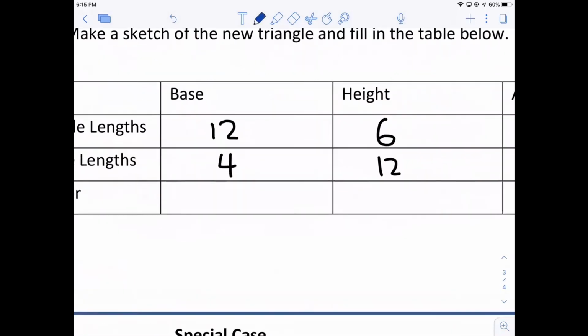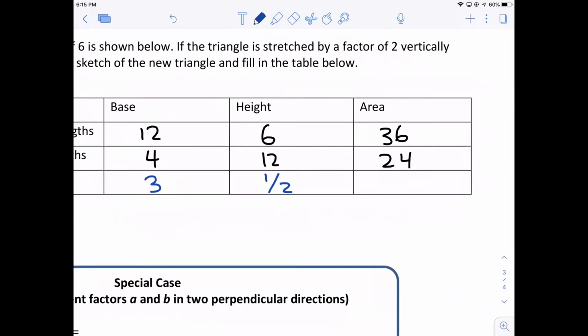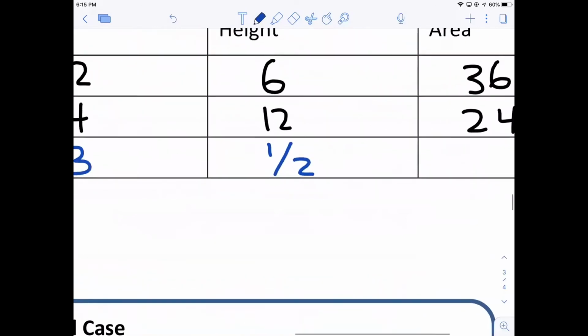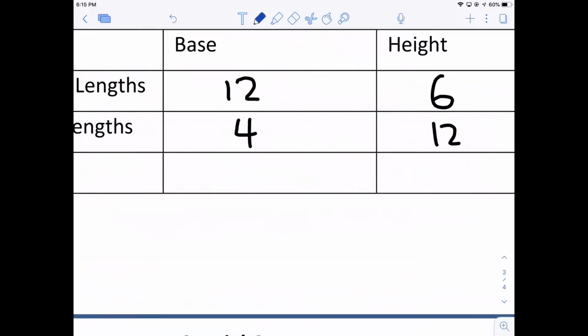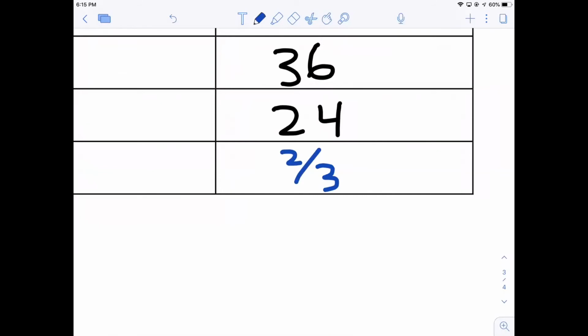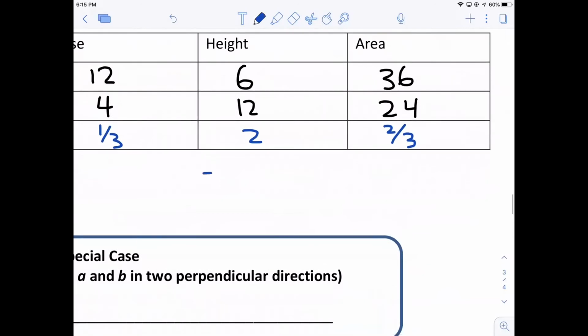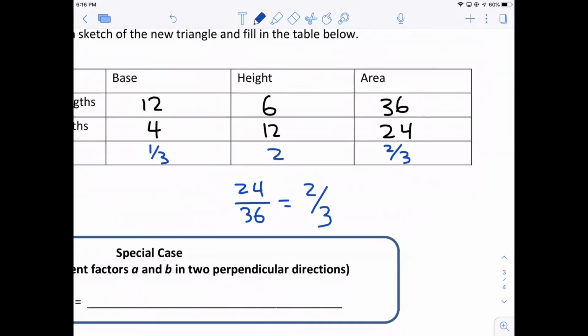So our scale factor here was a third, and our scale factor here was 2, and if you look at the areas, it's 2/3. If we do 24 over 36 to get the area scale factor, we can divide top and bottom by 12, and that's 2/3. And if you notice, when we do 1/3 times 2, that also gives us 2/3.